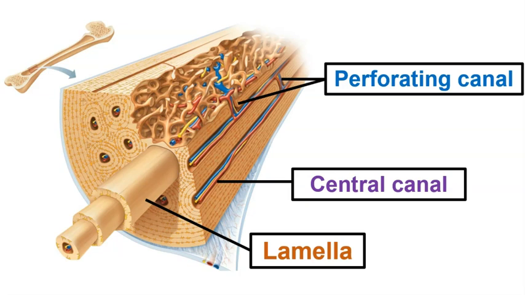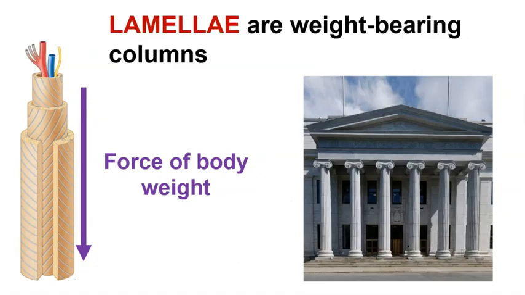This diagram also gives us a much better view of the pillar-like structures of the lamellae. Notice that the lamellae, even though they look like rings from the tissue slides that we examined before, are actually ring-like pillars nested within one another in the osteon. The lamellae of the osteons are typically oriented parallel with the force of body weight, and in that way they act as weight-bearing pillars of the bony tissue, much like the pillars of buildings are weight-bearing.